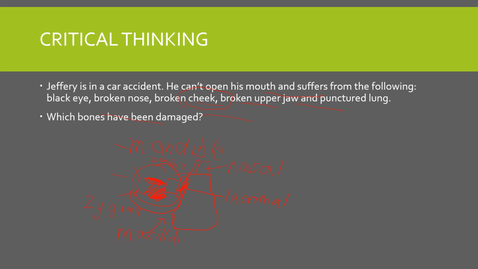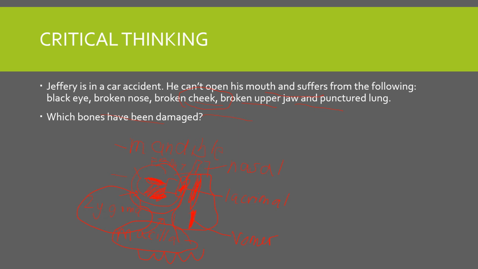All right, so for the black eye, maybe he's had some kind of damage to the bones around the orbit. The broken nose suggests that either he's broken his nasal bone or maybe he's broken the ethmoid bone. Remember the perpendicular plate of the ethmoid bone comes down and touches the vomer, which is down here. So he might have broken his vomer. Broken cheek, that would be the zygoma. He's definitely broken his zygoma bone. The upper jaw, remember the maxilla had all the teeth in it. Definitely broken his maxilla.